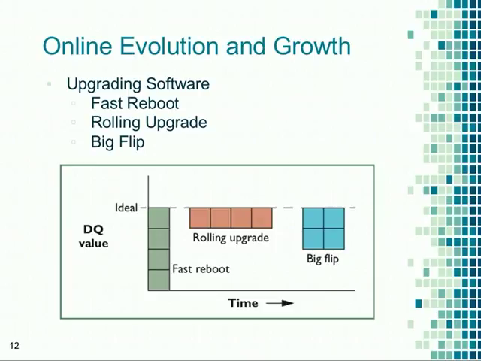All of these approaches have the same DQ loss, so in the graph they plotted their effective DQ level against time. The three approaches have the DQ loss spread differently over time. All the approaches are used, but the rolling upgrades are the most popular. And the big flip approach is really only used for more complex changes and not used quite as often as the others.